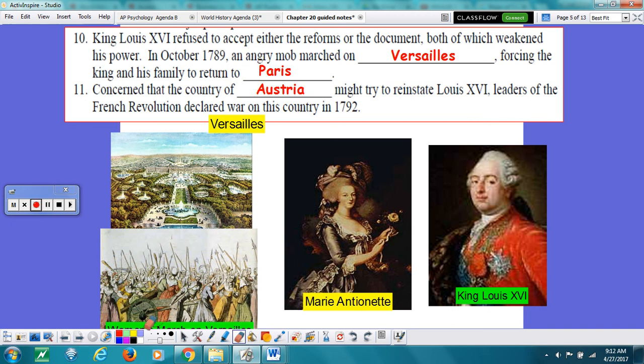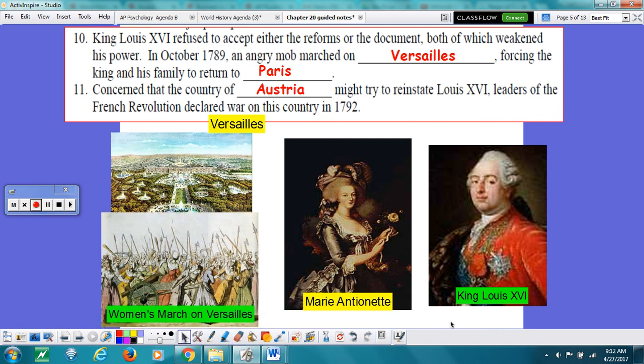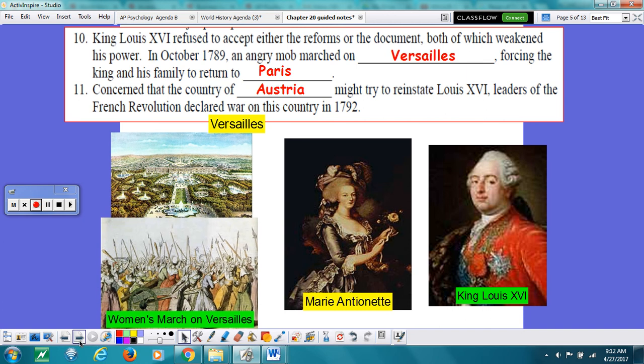The mob that marched on Versailles, just so you know, was actually a group of women who went there and for the most part were very angry with some of the things that were happening.